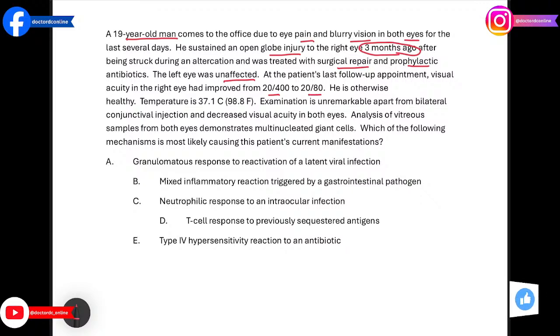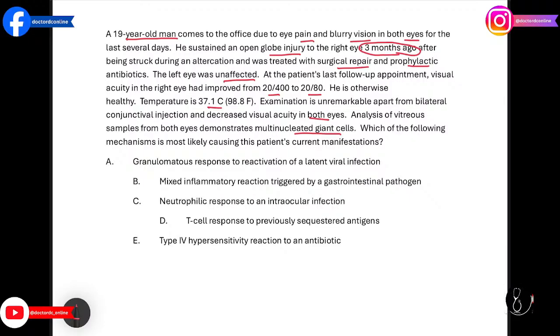He is otherwise healthy. The temperature is 37. Examination is unremarkable apart from bilateral conjunctival injection and decreased visual acuity in both eyes. Analysis of vitreous samples from both eyes demonstrates multinucleated giant cells. Which of the following mechanisms is most likely causing this patient's current manifestation?